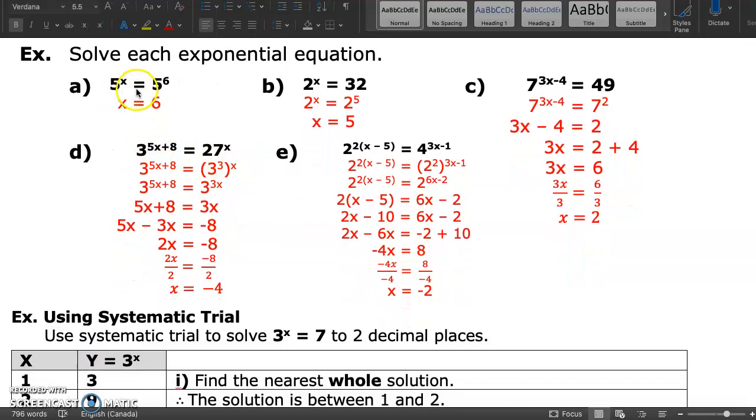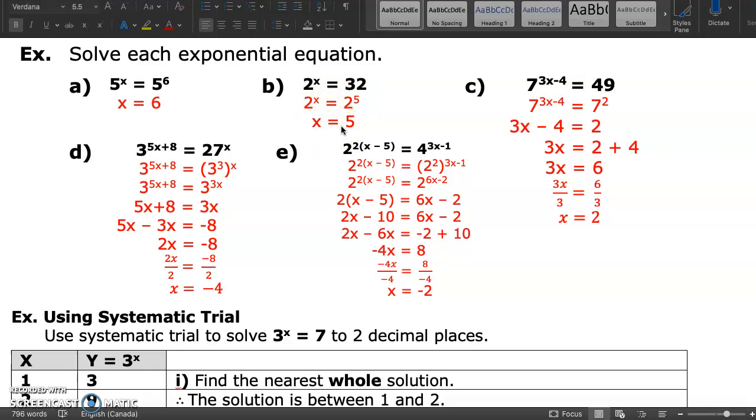5 to the x is equal to 5 to the 6. The only time that will happen is when x is equal to 6. So we equate the exponents and then this equation is solved. Next, 2 to the power x is equal to 32. If we can express 32 as a power of 2 so that we have the same base, that would be 2 to the 5. Therefore, the base is the same. The only time that these would be equal is if their exponent is the same. So let x equal 5.